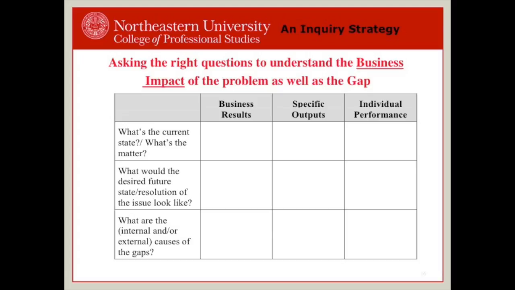Now, we happen to pick business results, specific outputs, and individual performance. But of course, you could pick anything that was appropriate to your change project. What are some of the things that are going to make a difference for your change? Identify those both in terms of the current and future state and what the gap is. As I'm describing this, again, this should sound pretty familiar. That's what we worked on during week 2.